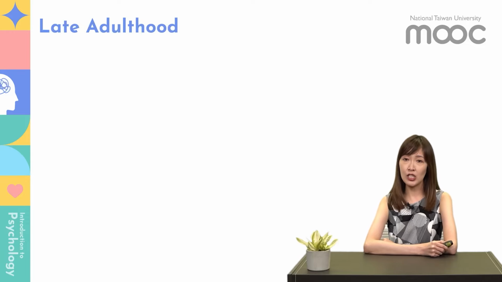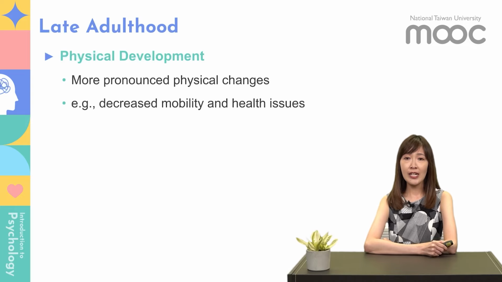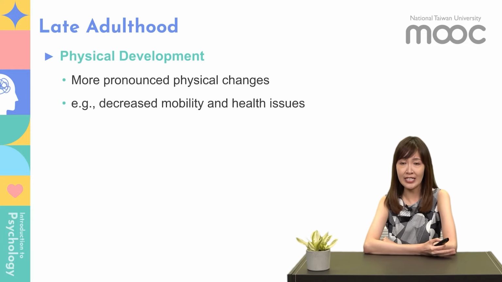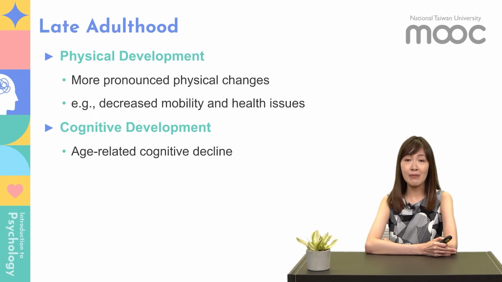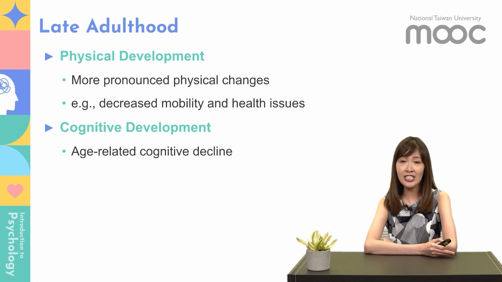Lastly, in late adulthood, there are also a lot of significant changes. As we move on to the last stage of our life, we might not be able to see things clearly, we cannot hear things clearly, and we might walk slowly. Those are natural changes due to aging. Then cognitively, we also have some changes. There might be some decline in our cognitive functioning due to the normal part of aging.